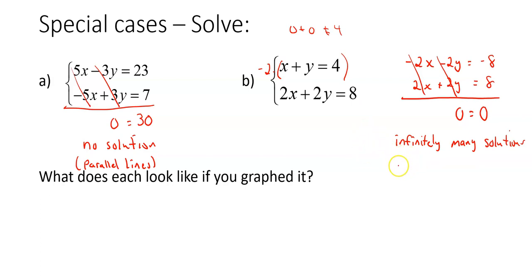What does it look like if I graphed it? They'd be the same line. Right? Try solving it. Each one would be the line. If I take this bottom one and I divide it by 2, I'm back to the top line. So if you graphed it, they would end up being the same line.